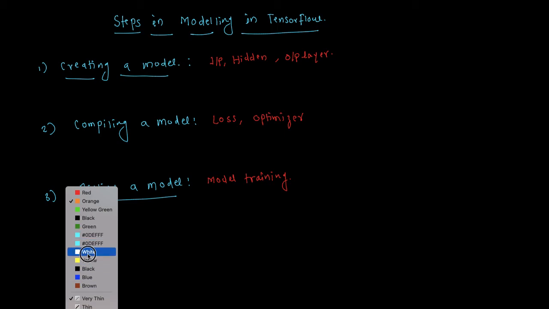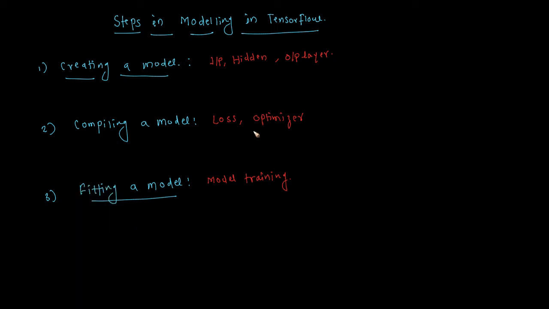So, steps in modeling in TensorFlow. How will we create a model and how will we train it in TensorFlow? There are three typical steps. The first step is creating a model.